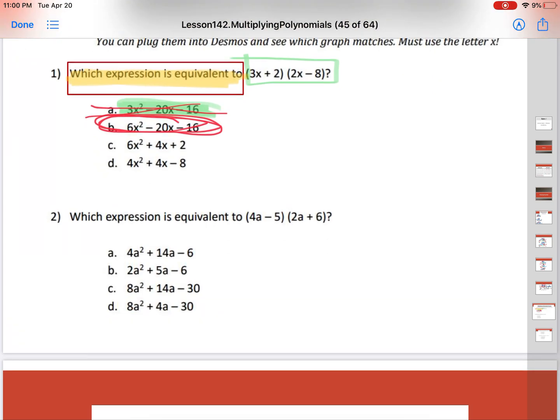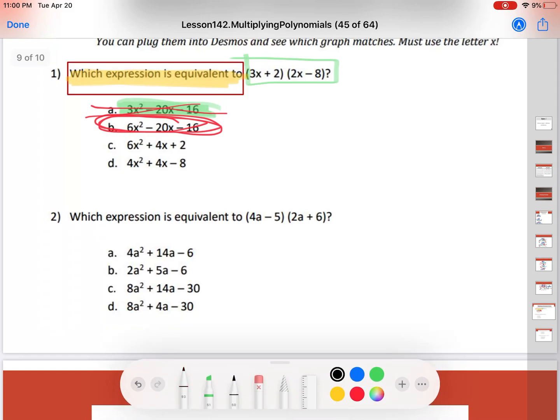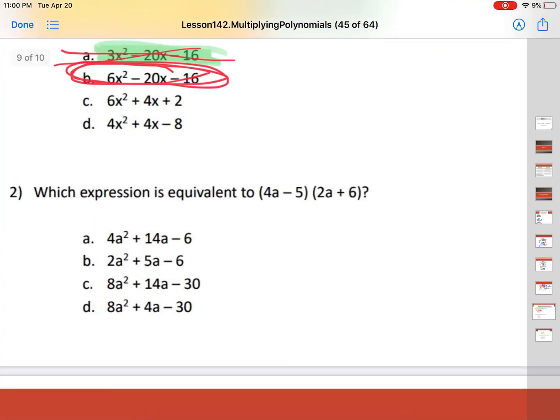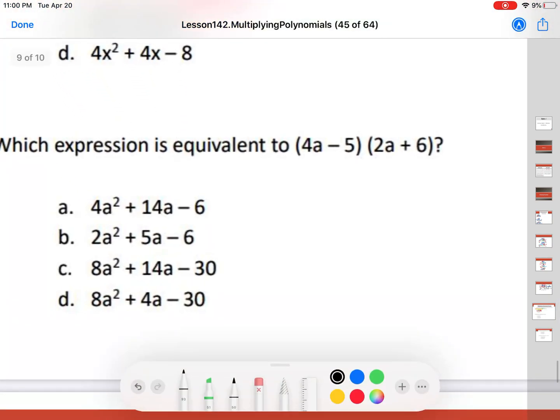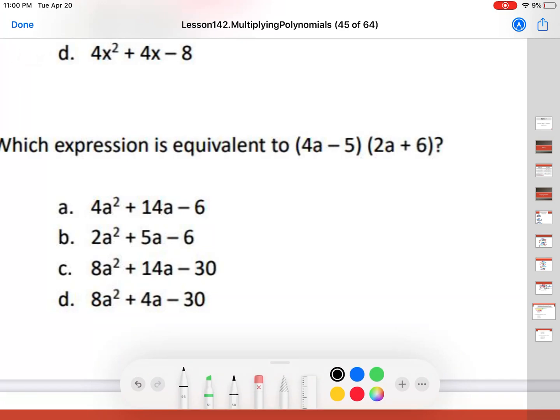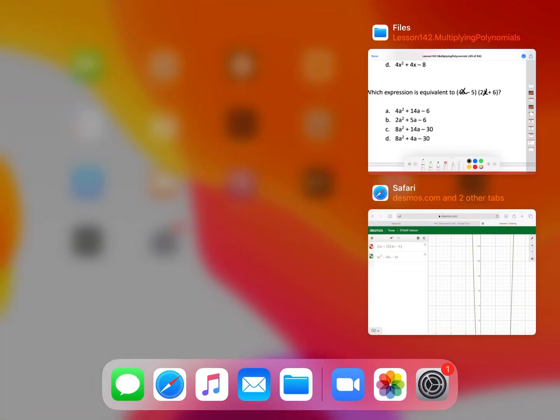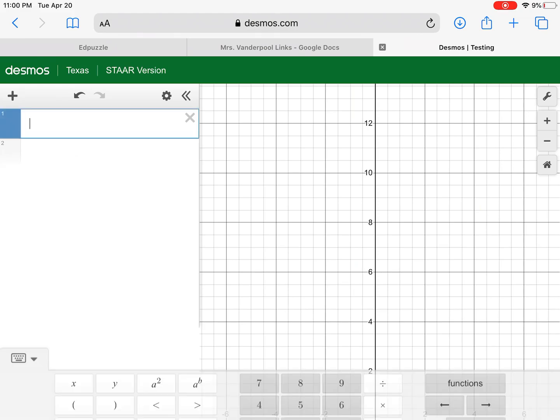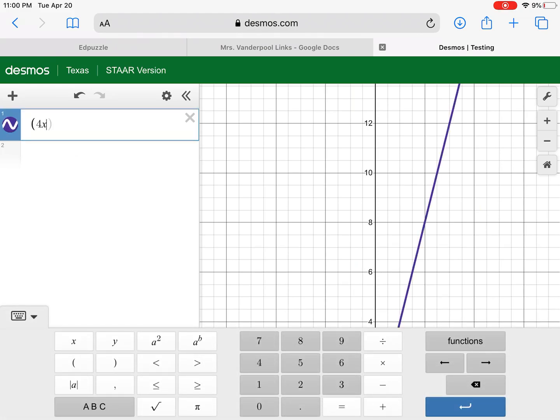Okay, I'm going to do the same thing with number 2. Of course, you could do this by hand and see what you get this way. This is just an option if you want to check your work, or if you prefer just to use Desmos to get your answer here. So in number 2, same thing, but remember, Desmos doesn't like any letter except for X. So I don't want A's here. I want X's. 4x minus 5 and a 2x plus 6.